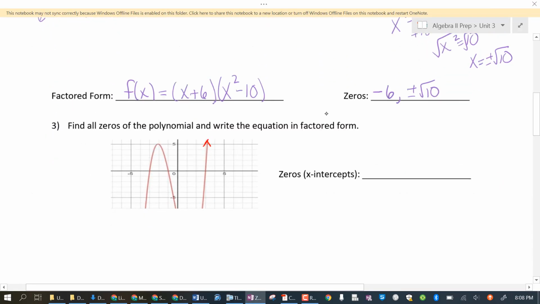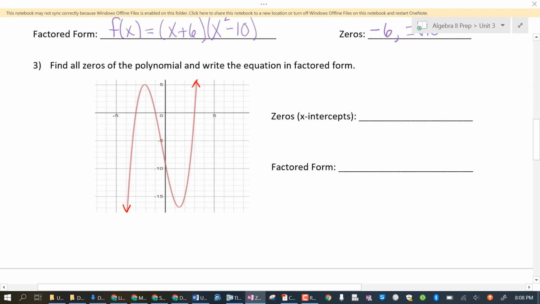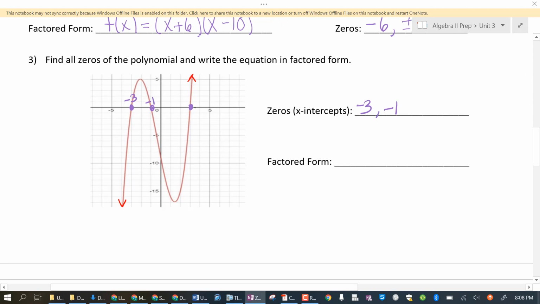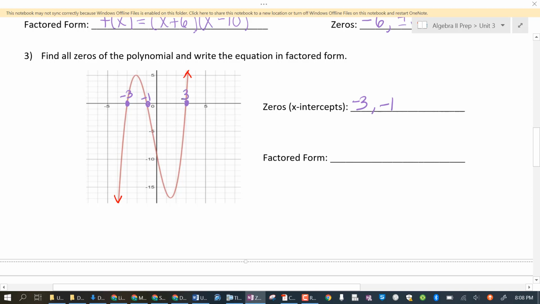All right, let's look at this graph. Find all the zeros of the polynomial and write it in factored form. So I'm going to find all my x-intercepts. So I have one here, and one here. So negative 3 is this guy, negative 1, and 1, 2, 3. So those are my 3 zeros or my 3 x-intercepts.